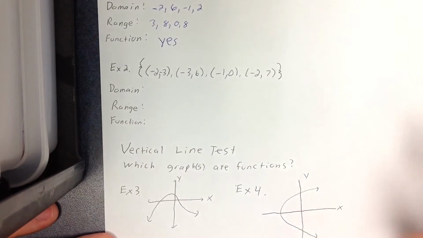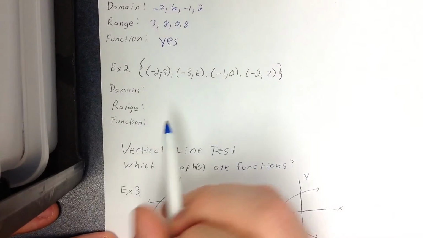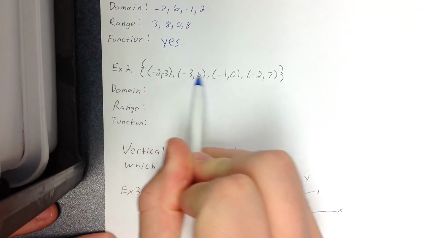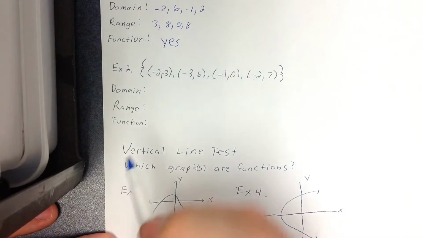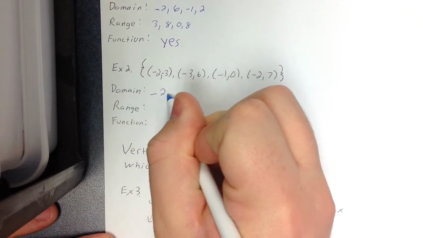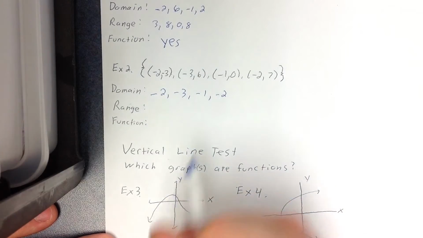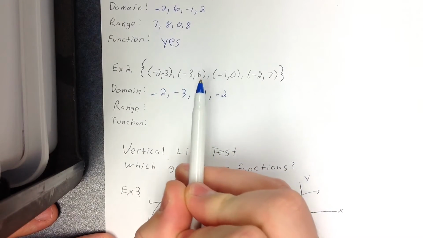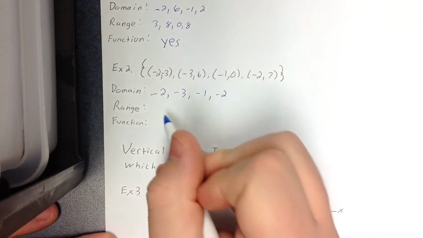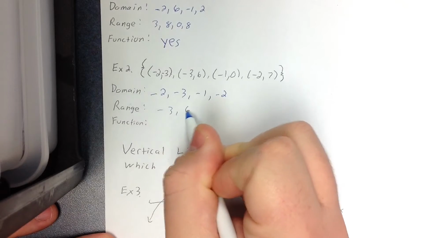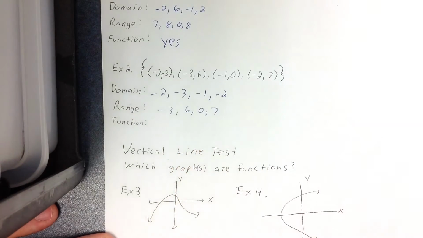In example 2, I'm given the points (negative 2, negative 3), (negative 3, 6), (negative 1, 0), and (negative 2, 7). Again, domain is the x values. So negative 2, negative 3, negative 1, and negative 2. The range is the y values. So I got negative 3, 6, 0, and 7.